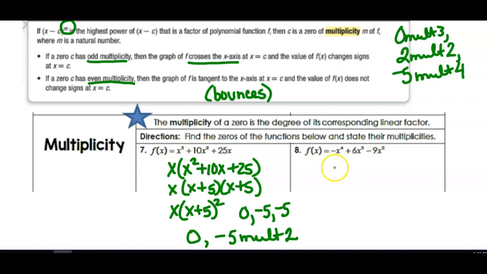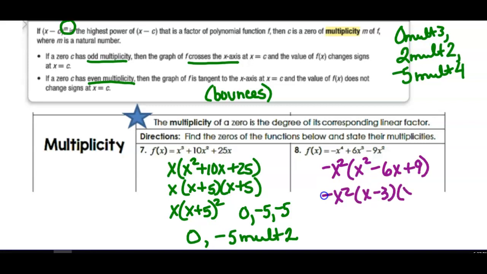One more quick example here. We can take out a -x squared. That will leave an x squared minus 6x plus 9, which would factor x minus 3 and x minus 3. So this has a squared. Now, this -1 out front is just a constant. It flips it all upside down. This has a 0 at 0 and a 0 at 3. This one is squared, so we write multiplicity 2. This one is also there twice, so it's multiplicity 2.